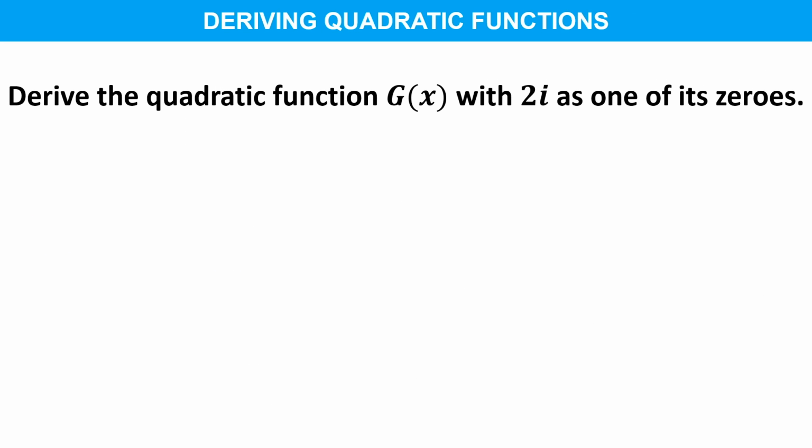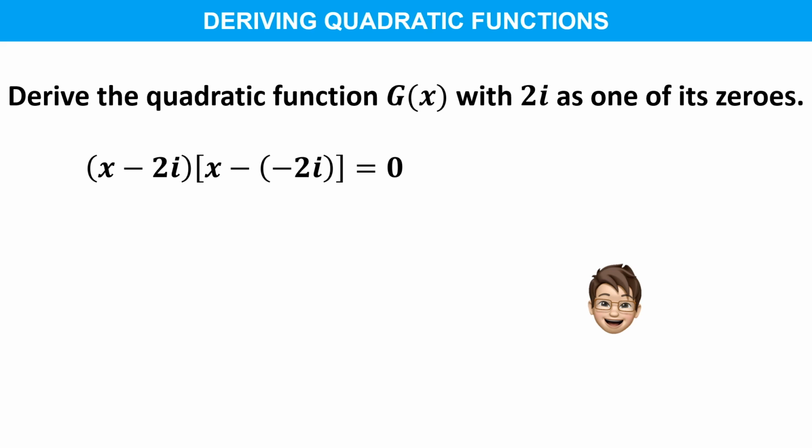Recall that the zeros of a quadratic function are also the roots of the corresponding quadratic equation. Let's solve this. Derive the quadratic function g of x with 2i as one of its zeros. Recall the meaning of complex conjugates. If 2i is a root of an equation, its conjugate negative 2i is also a root of that equation.